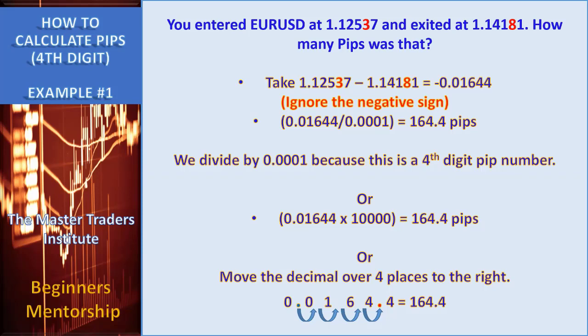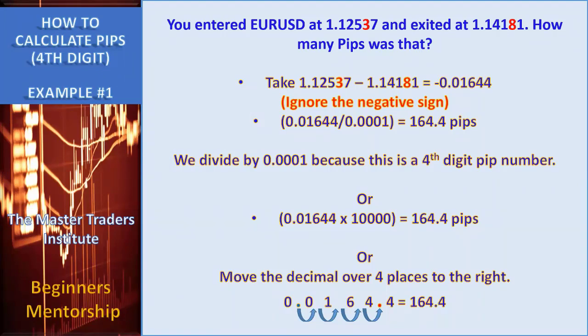Take the two numbers and deduct them from each other. So deduct 1.14181 from 1.12537. You will get minus 0.1644. We always ignore the negative sign. It doesn't matter. So what this means is that, like I said, the pip is the 4th digit. So from 1.12537 to 1.14181 is 164 pips.